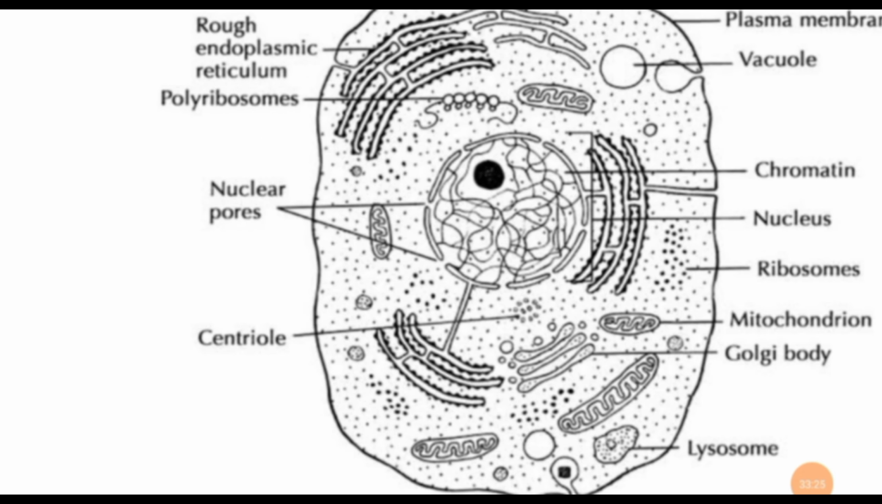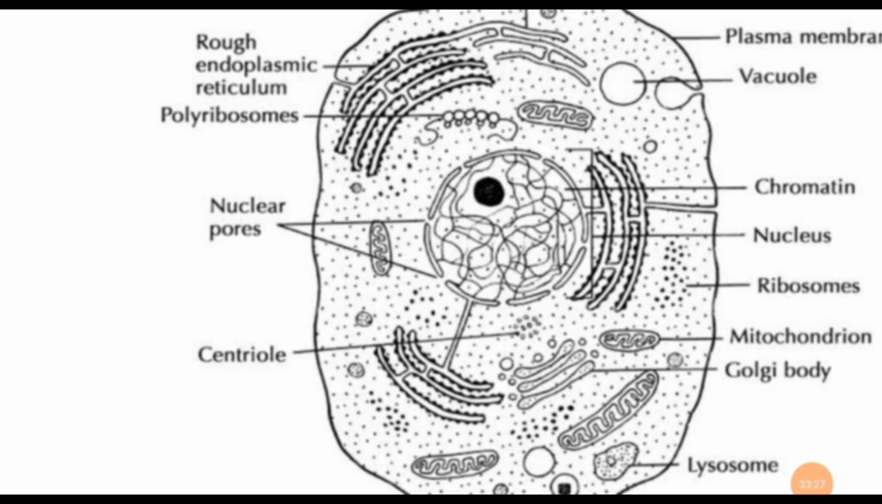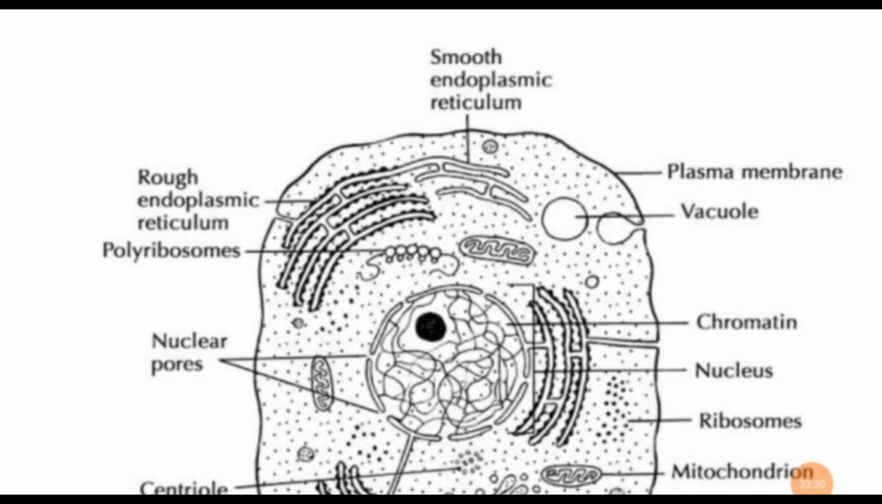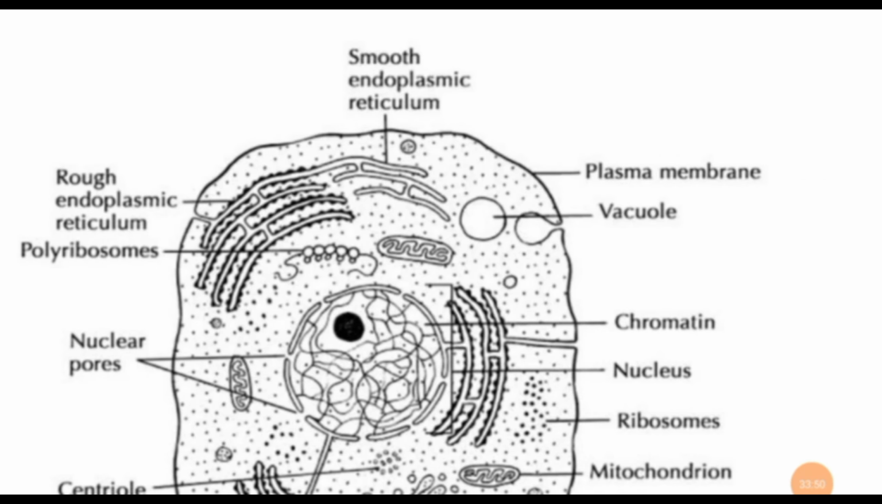Looking at this diagram, you can find so many things here. The smooth endoplasmic reticulum is used to control lipids. We have the vacuole here, which is used to store water and nutrients. The plasma membrane is a very light, flexible layer that protects the cell from its outer environment and also determines what comes into the cell and what leaves the cell.